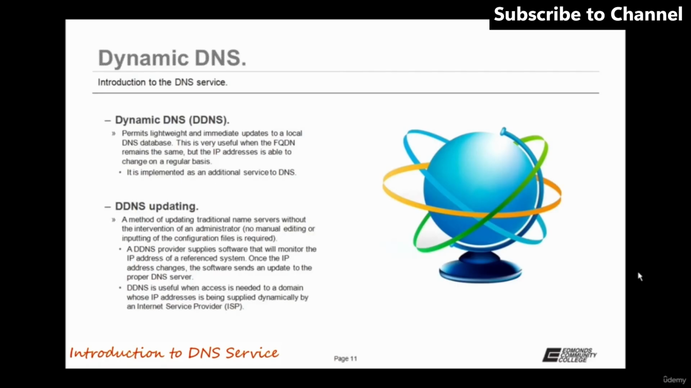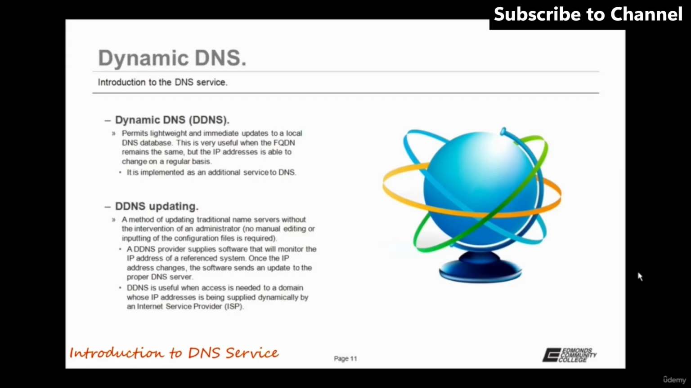Dynamic DNS is implemented as an additional service to DNS, and it's implemented through DDNS updating. Now, this is a method of updating traditional name servers without the intervention of an administrator. So there's no manual editing or inputting of the configuration files required. A DDNS provider supplies software that will monitor the IP address of the referenced system. Once the IP address changes, the software sends an update to the proper DNS server.